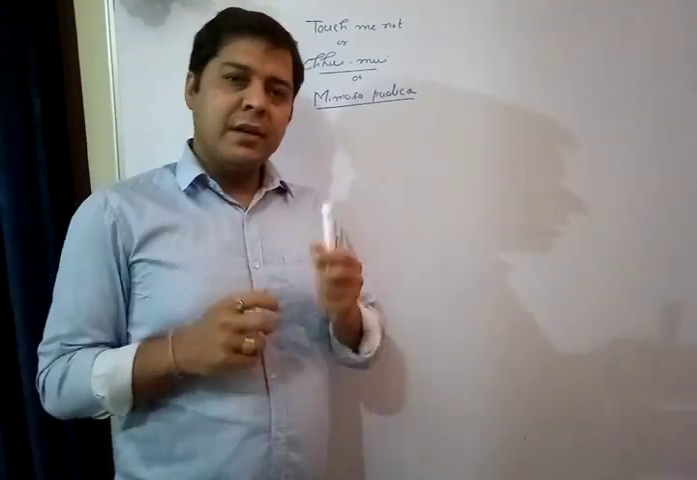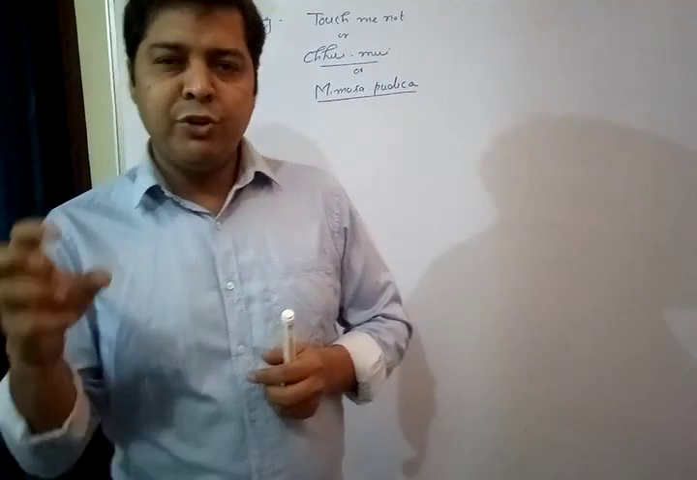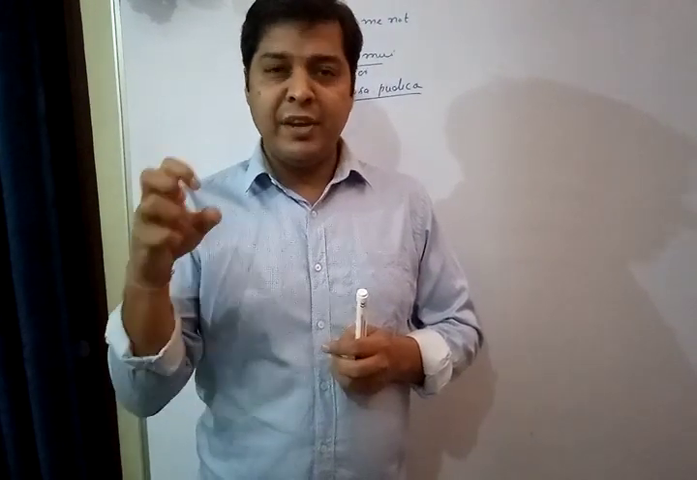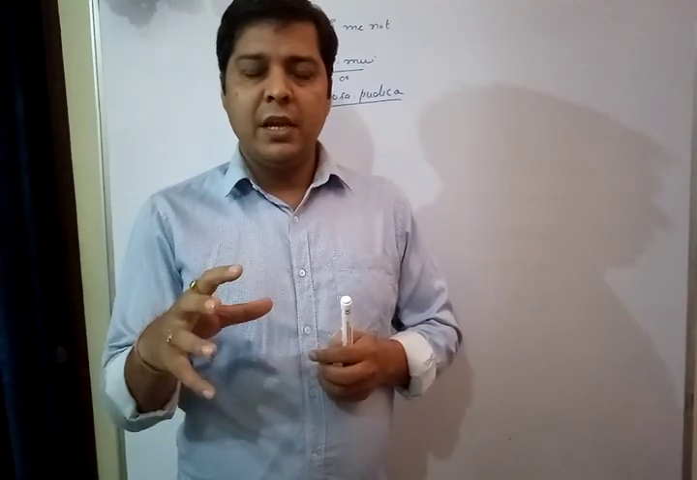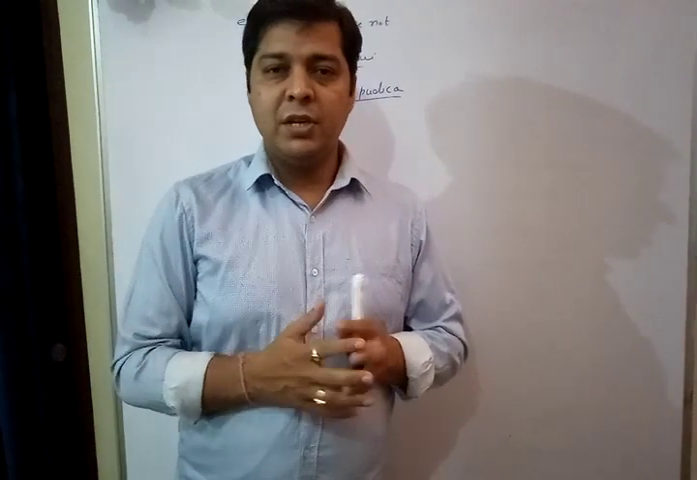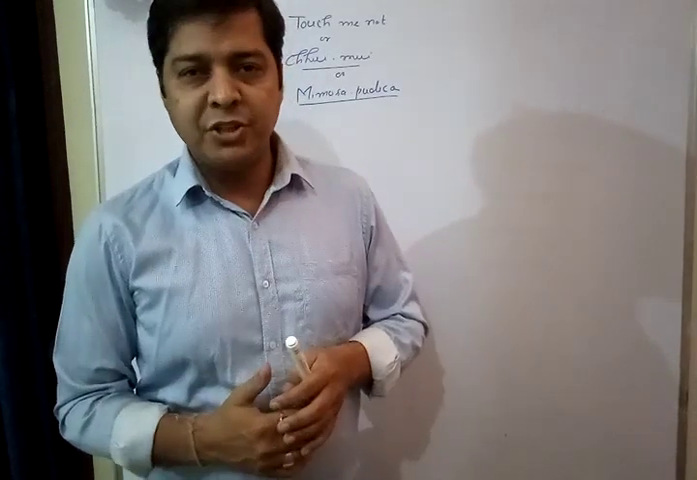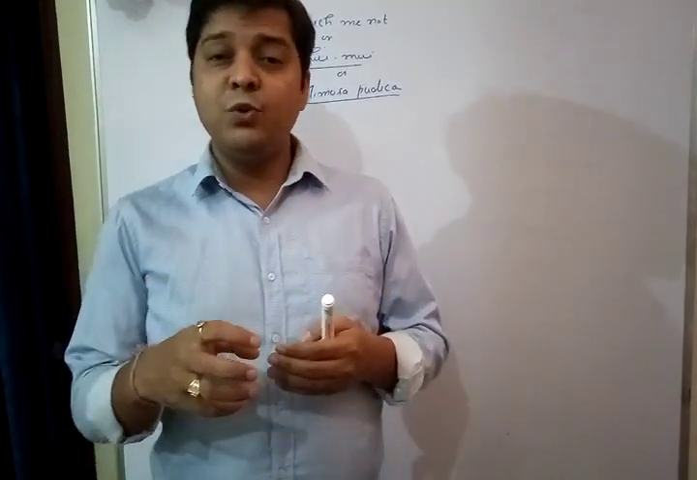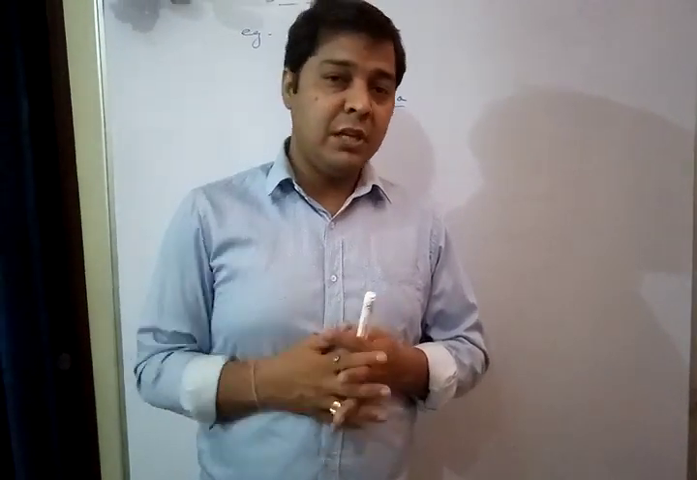Actually what happens is the plant responds when we try to touch it, when we give any kind of jerk. There is a sudden change in the turgor pressure. It happens because of the turgor pressure, because of the cytoplasmic fluid present inside the cells of the leaves.